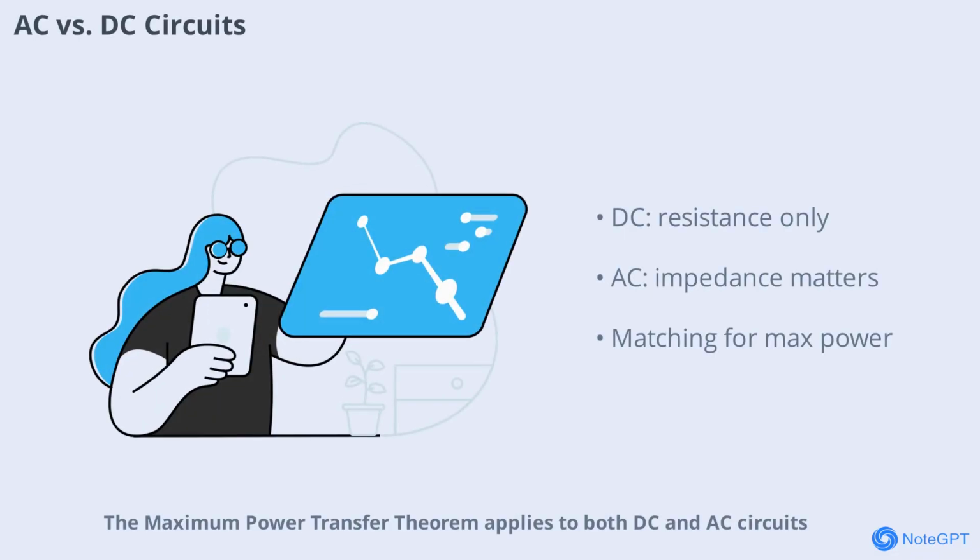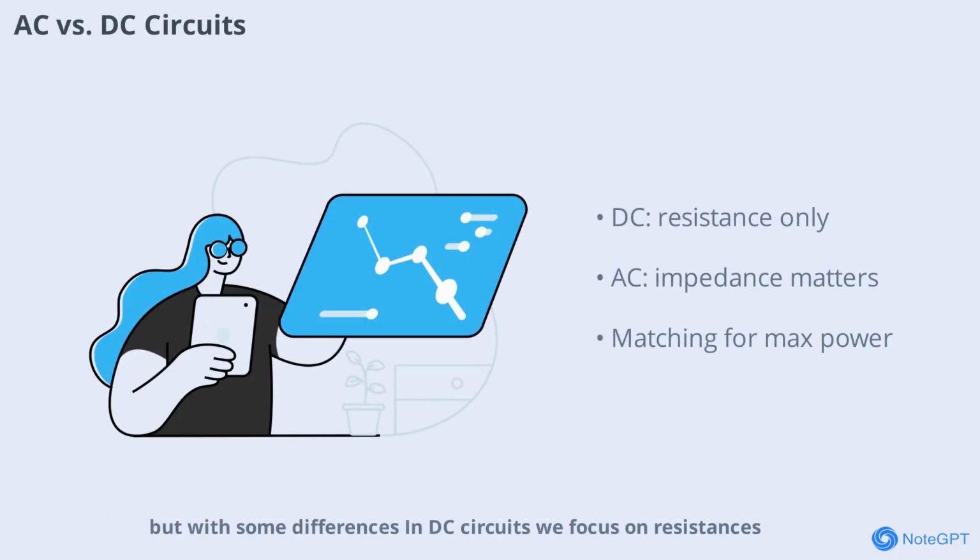The maximum power transfer theorem applies to both DC and AC circuits, but with some differences. In DC circuits, we focus on resistances, while in AC circuits, we must consider both resistance and reactance, which together form impedance. The concept of matching becomes more complex in AC systems, but the underlying goal remains the same: to maximize the power delivered to the load. This distinction is important for engineers working with different types of electrical systems.